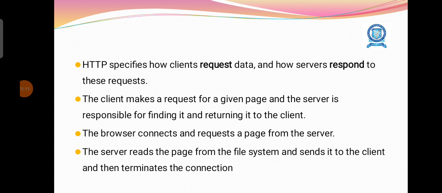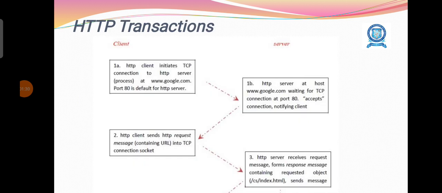Hypertext Transfer Protocol specifies how clients request data and how servers respond to these requests. The client makes a request for a given page and the server is responsible for finding it and returning it to the client. The browser connects and requests a page from the server. This diagram shows how the connection between the client and server is established and how the data requests are processed by the server.